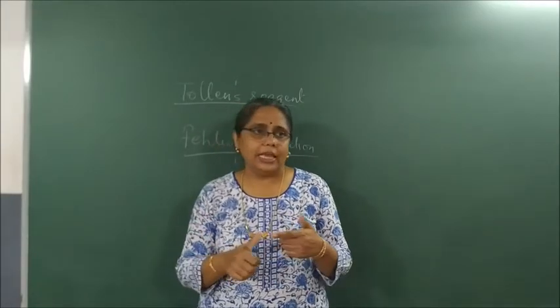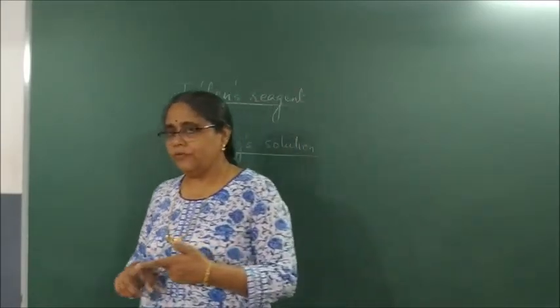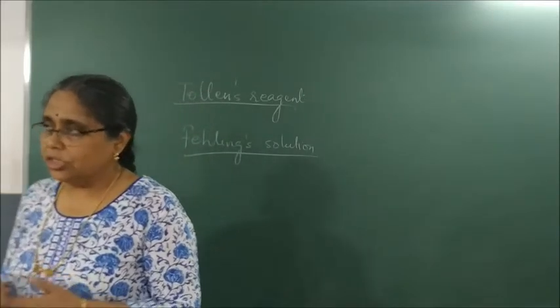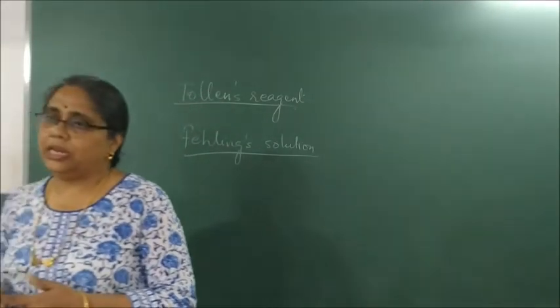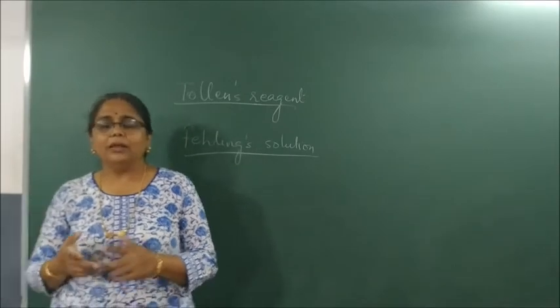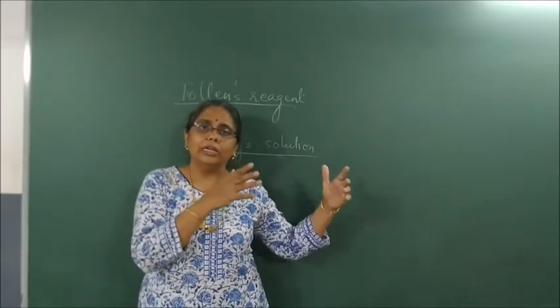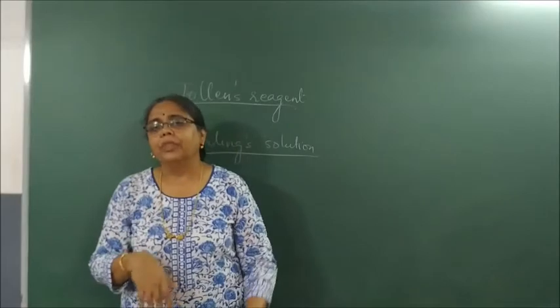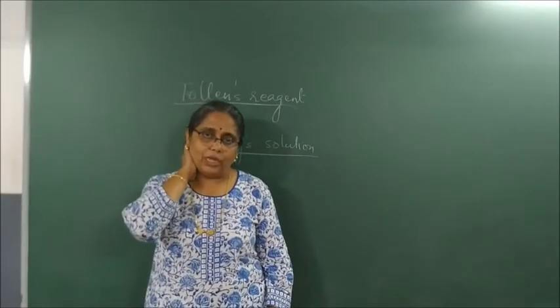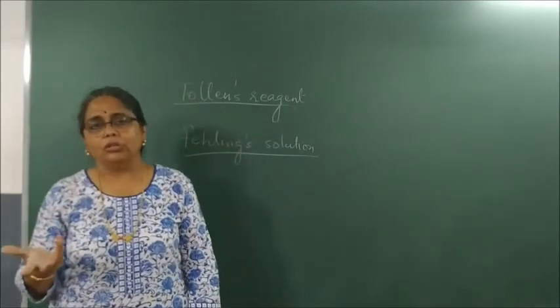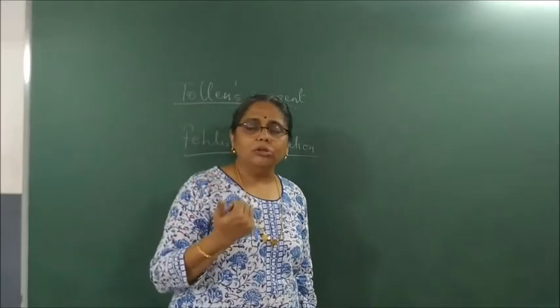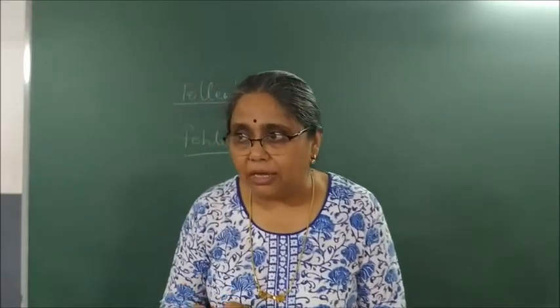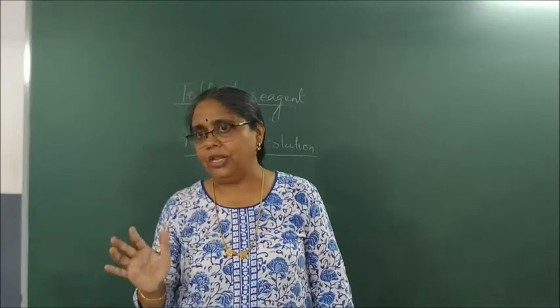like KMnO4, K2Cr2O7 and Jones reagent, which is CrO3 in acidic medium, you will get the alcohol converted directly into acid. If I am using an aldehyde in between, I can use these oxidizing agents, but I can also use mild oxidizing agents like Tollens reagent and Fehling solution.